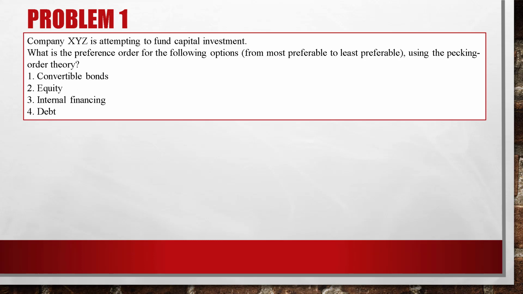Alright, let's look at problem 1. Company XYZ is attempting to fund capital investment. What is the preference order for the following options, from most preferable to least preferable, using the pecking order theory? 1. Convertible bonds. 2. Equity. 3. Internal financing. 4. Debt.